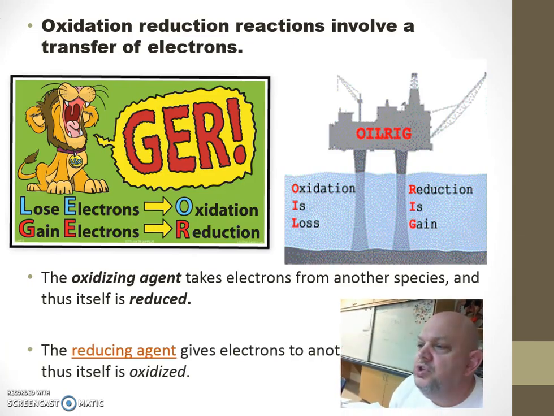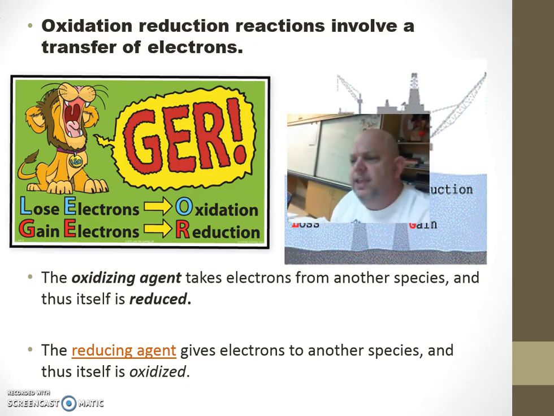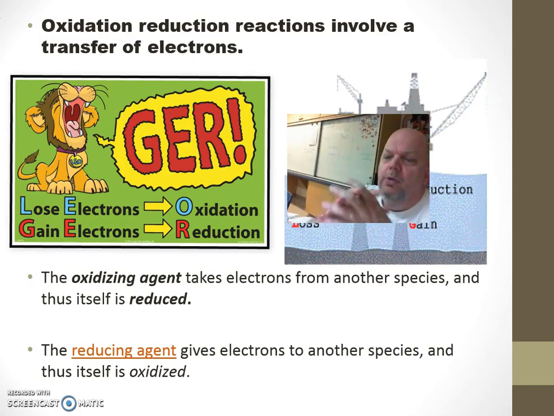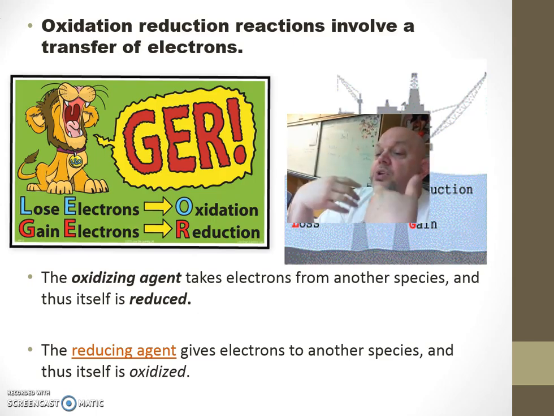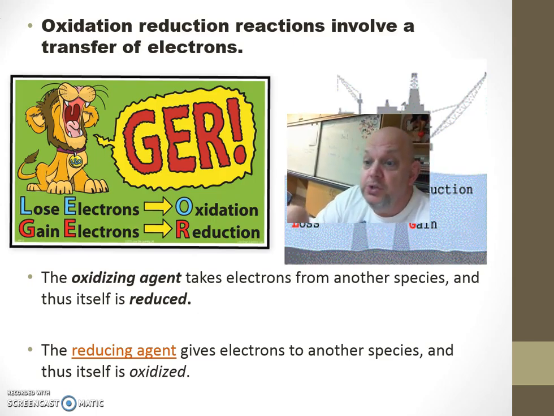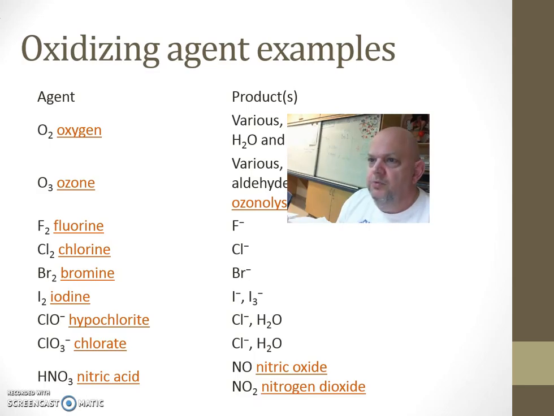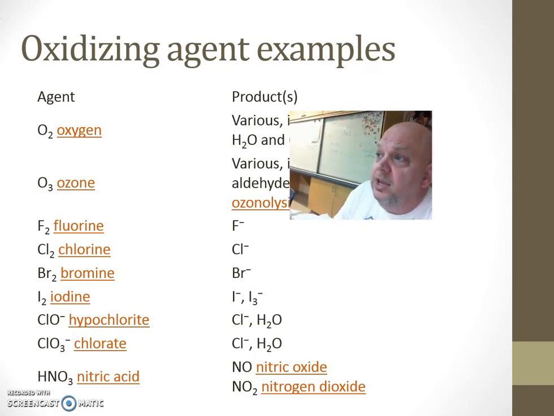If we look at the reducing agent for a moment, it gives electrons to another species and thus itself is oxidized. So reducing agent is the loser. It is the Leo, okay, where the oxidizing agent is the grr, because the reducing agent gives electrons. So it's losing electrons to another species and thus becomes oxidized. Okay? Moving on.